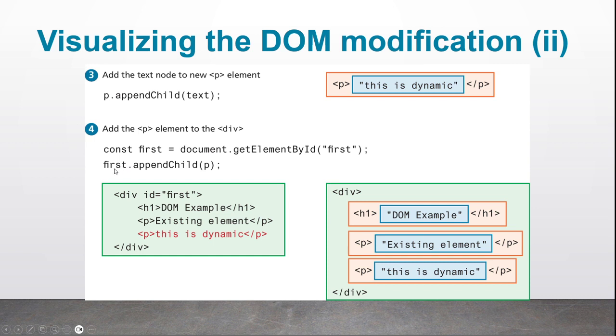So it's saying take that element and append a child of our variable of p. And so what happens is it's going to slot in that p tag with our content. This is dynamic.